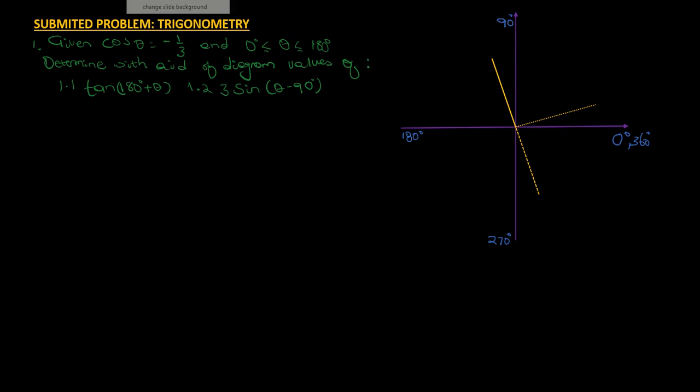Hello, I had this problem submitted by a grade 11 student, and we are required to determine tan of 180 plus theta and 3 sine theta minus 90 degrees. The diagram is what I've drawn.